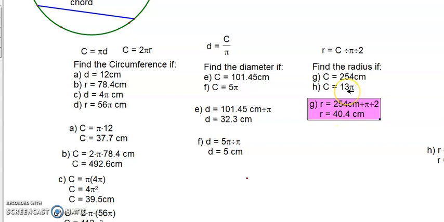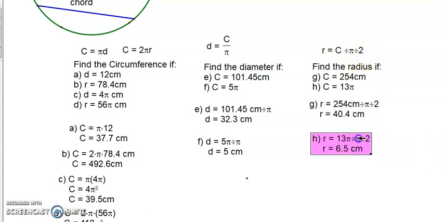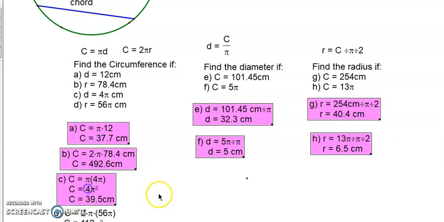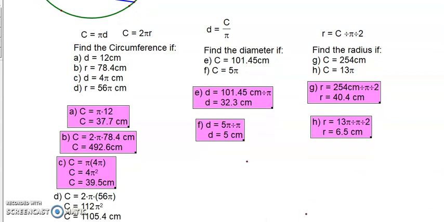And H, 13 pi is my circumference. So 13 pi divided by pi, and that's just 13. 13 divided by 2, 6.5. So there you have some worked out examples. Hopefully that helped you check your answers. See you in the next video.